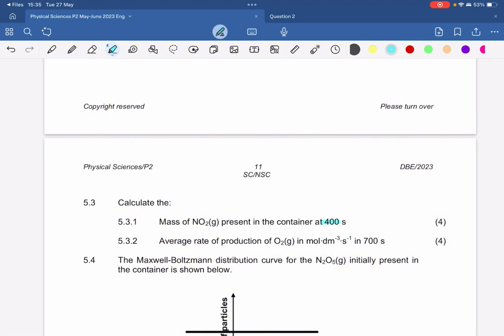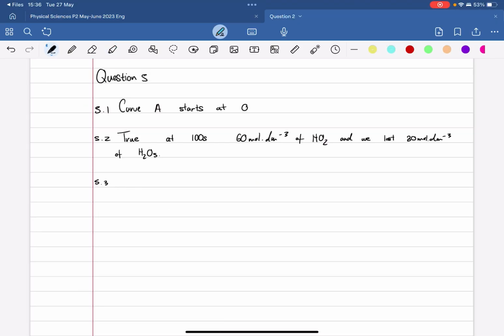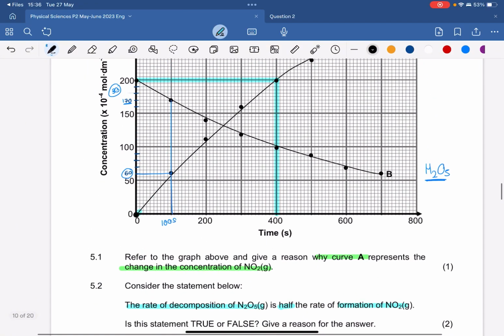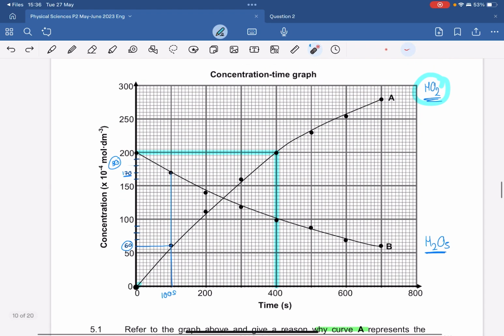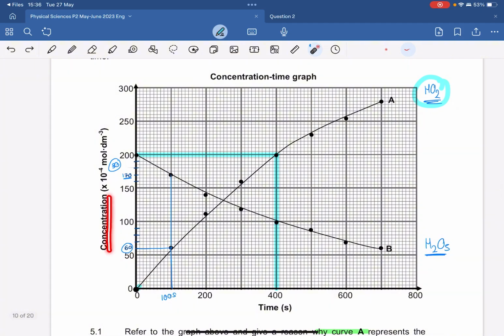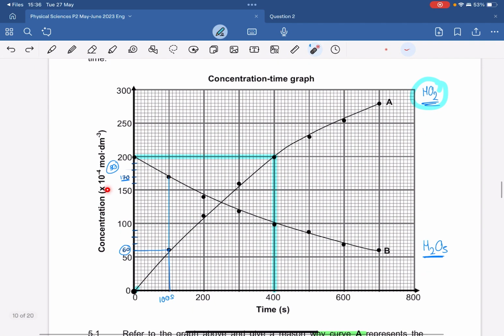Let's take a look at question 5.3. 5.3 asks us to calculate the mass of the nitrogen gas present in the container at 400 seconds. So let's do 5.3.1. At 400 seconds, if you take a look at 400 seconds right over there, we have about 200 moles per decimeter cubed. The way this graph is drawn is that we have concentration, and in brackets we've got times 10 to the minus 4. So what does that mean?